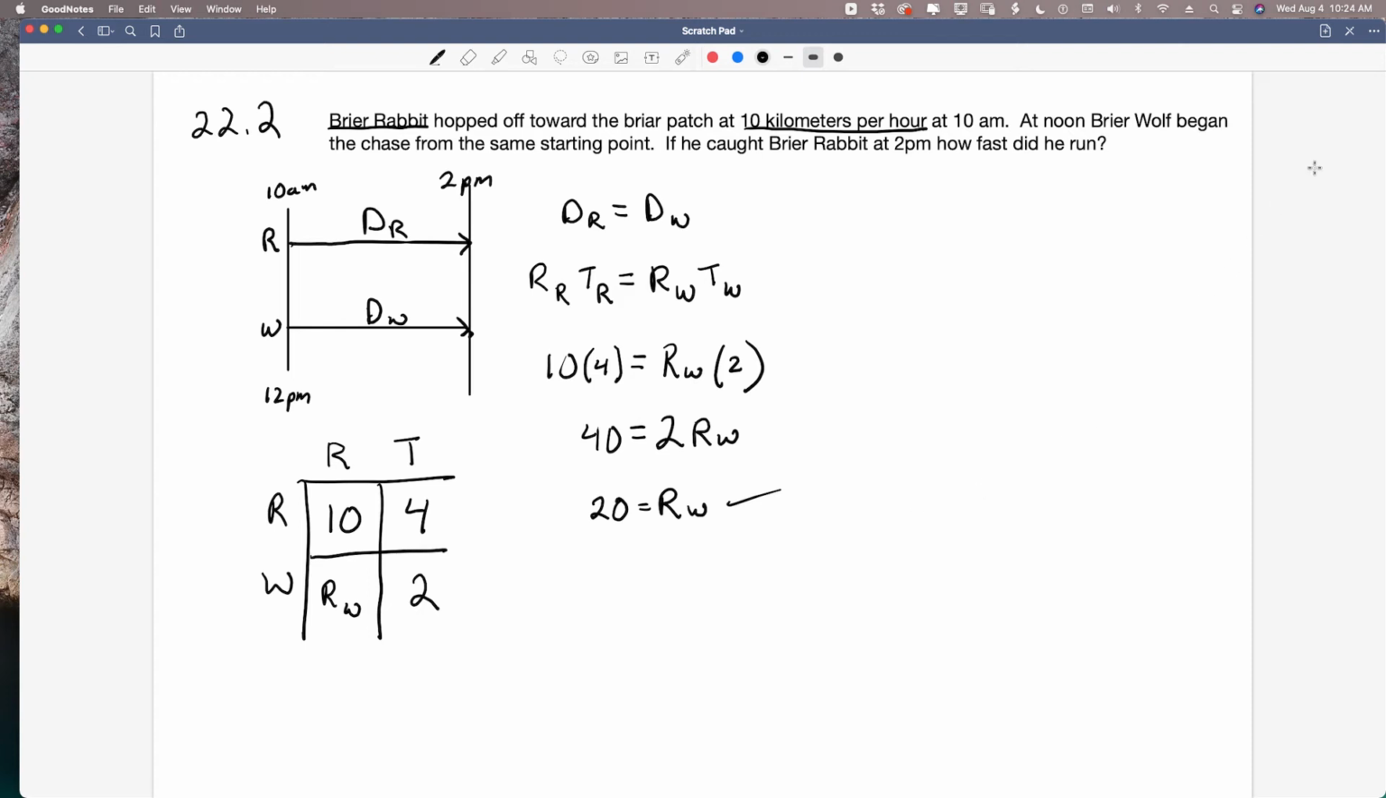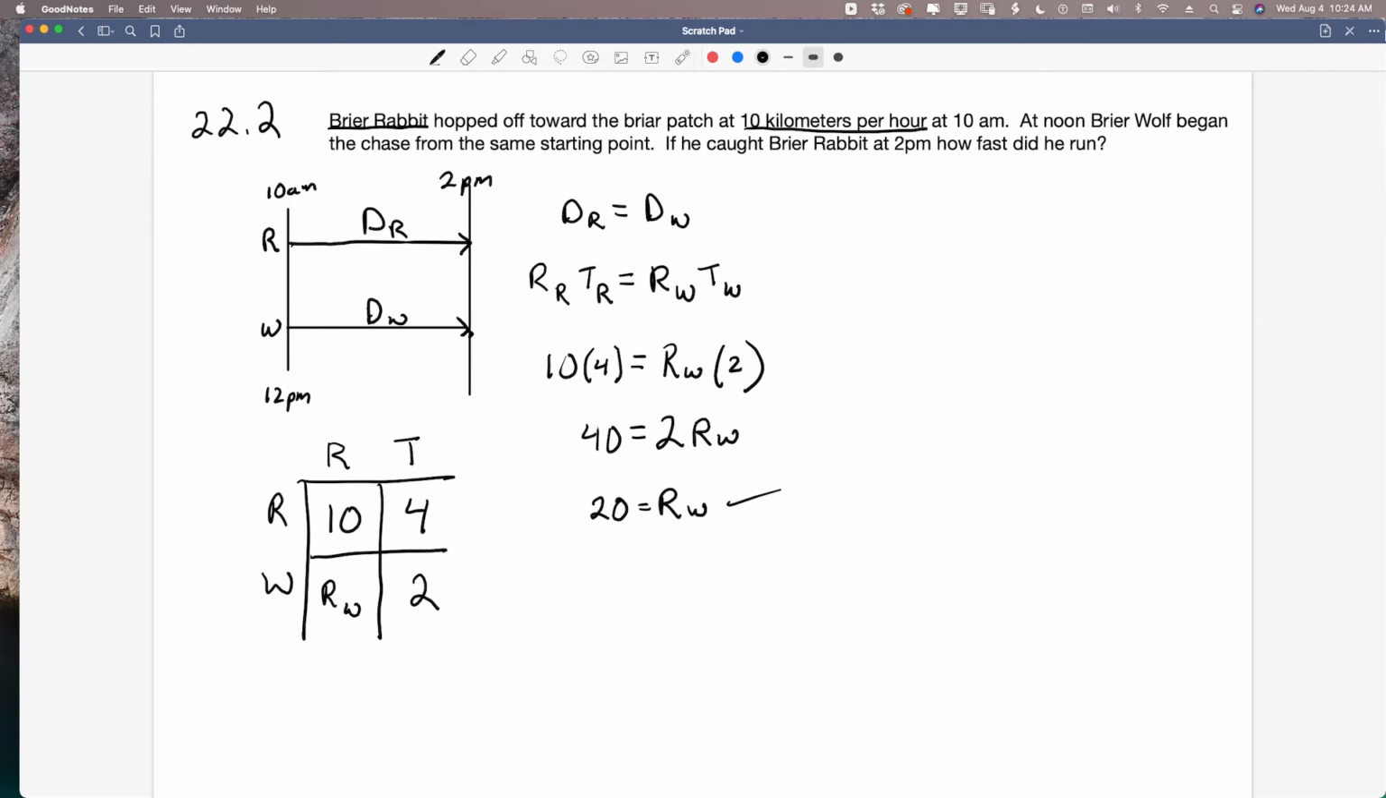All right. I hope that refreshes your memory on uniform motion problems where the distance is the same. That is the key. The distance is the same. If the distance is the same, then this works. Because the distance the rabbit and the distance the wolf are the same, this is the same. This can all be done pretty easily.